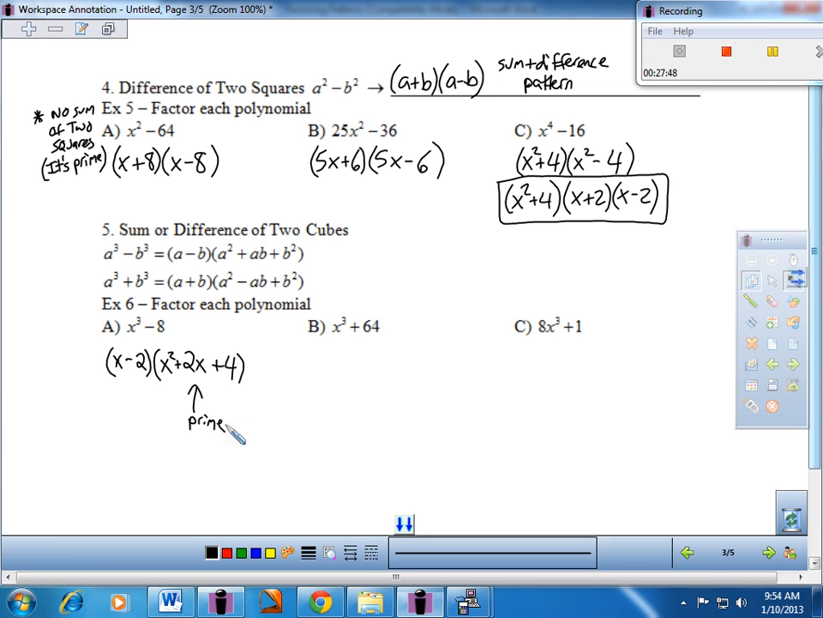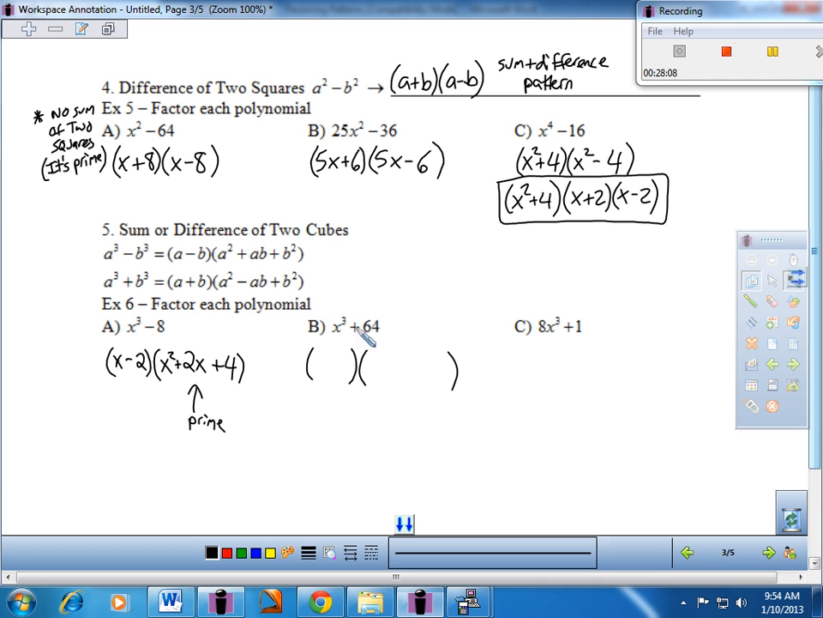Okay. It would be great for you to maybe try B and try C and then just see how you did. I'll do B and C probably a little quicker than I did letter A. Well, let's see how you did if you tried it.